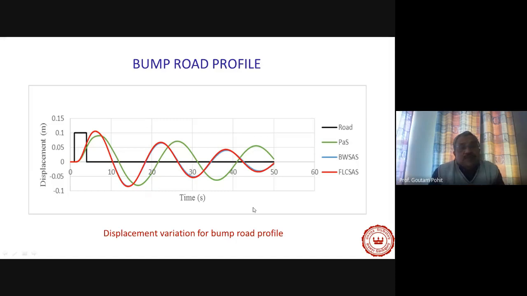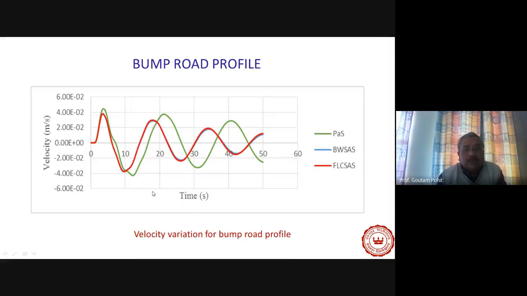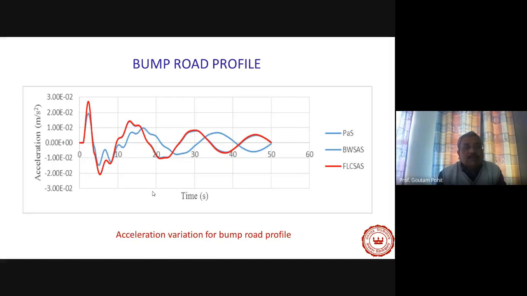And this is the response for the bump road profile. If instead of a step road profile I give a bump road profile, we get this displacement response, and both of them, the Barwen and the fuzzy logic control, show almost the same response, and both are better than the passive damper. This is the velocity, and this is the acceleration.